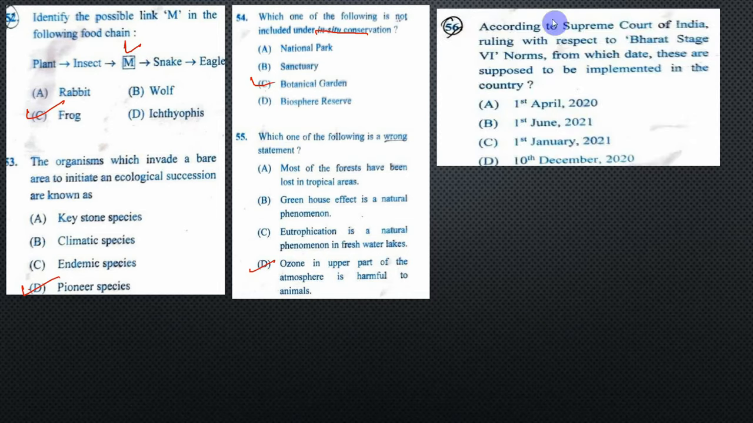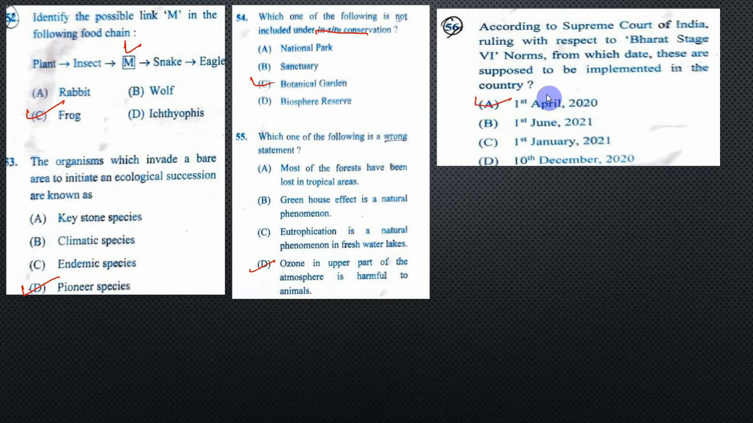So moving on, according to the Supreme Court of India ruling with respect to Bharat Stage 6 norms, from which date are these supposed to be implemented in the country? A is 1st April 2020, B is 1st June 2021, C is 1st January 2021, D is 10th December 2020. The answer for this question is A, 1st April 2020.